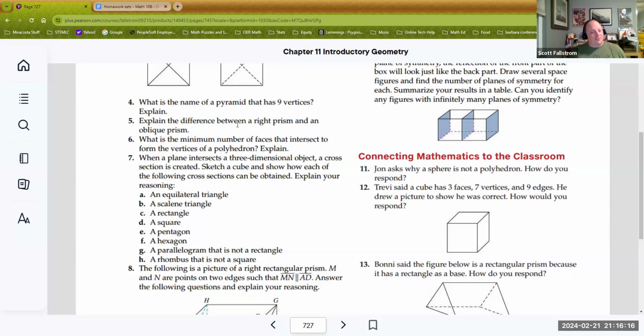Explain the difference between a right prism and an oblique prism. Think of the Jello mold. If it's kind of vertically straight up and down, that's one. If you push it and the whole thing tips over to the side, that's a different one. Your goal is to put that into your own words.